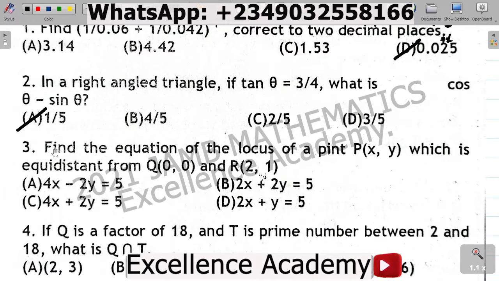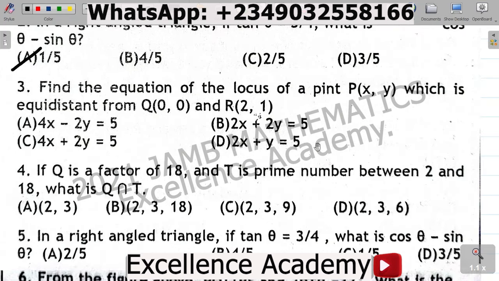Okay, next up, question number 3. Question 3 says, find the equation of the locus of a point P with coordinate x, y, which is equidistant from Q, coordinate 0, 0, and R, coordinate 2, 1. All right, so how do we solve this question?